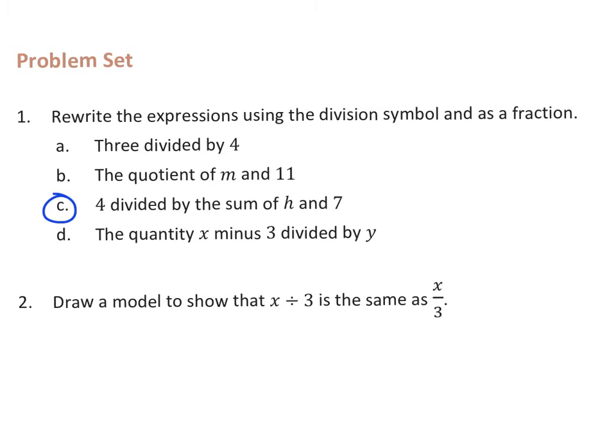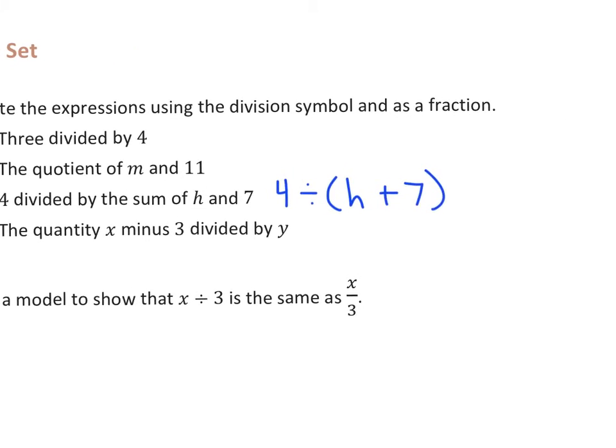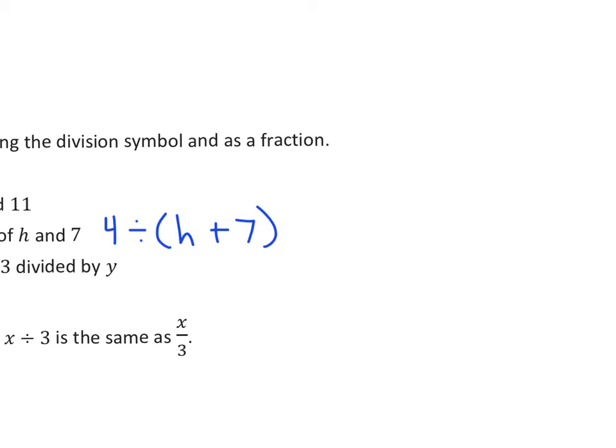Okay, so I'm doing C, and it was 4 divided by the sum of h and 7, which of course can be written as 4 over h plus 7. That's what I was looking for.